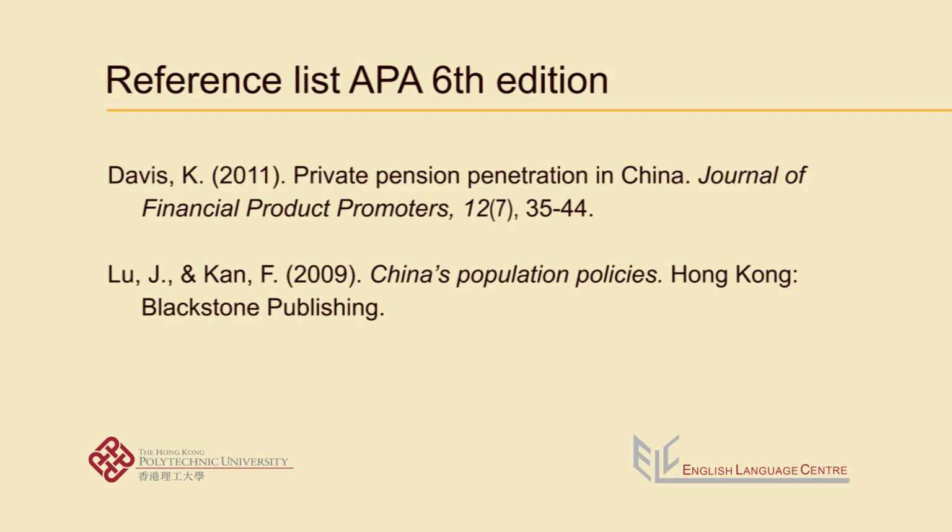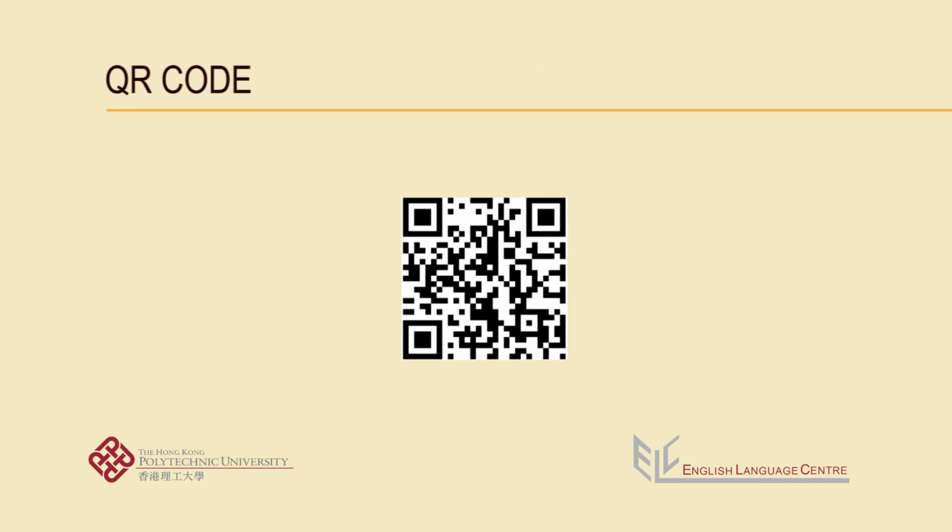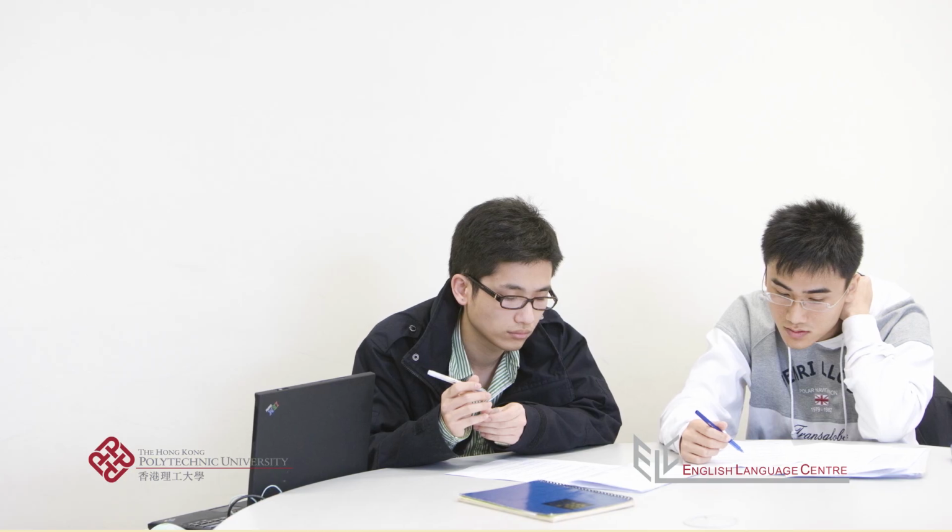Use the right referencing system for your subject, APA or IEEE, for example. You can even create a QR code at the end of your presentation as a way to distribute your reference list to the audience. Finally, make sure that your language is correct. Proofread the slides for any overlooked spelling and grammatical errors.